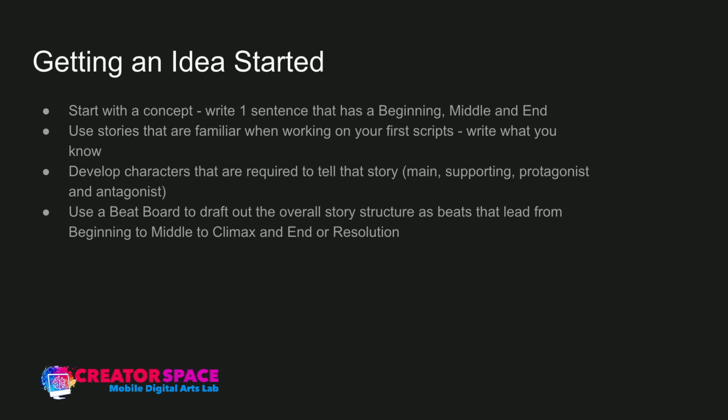And then here's the next thing. Use a beat board to draft out the overall story structure. These are beats, the moments throughout that 3-act structure that lead from the beginning to the middle to the climax and end or resolution, and those plot points as well. You might have many plot points, twists and turns. Again, this is just a generic roadmap. Some maps are very complex, like the Amazon River, twisting and turning. And some might be really straight, like the 401 highway, just going through, and that's it. And that's okay.